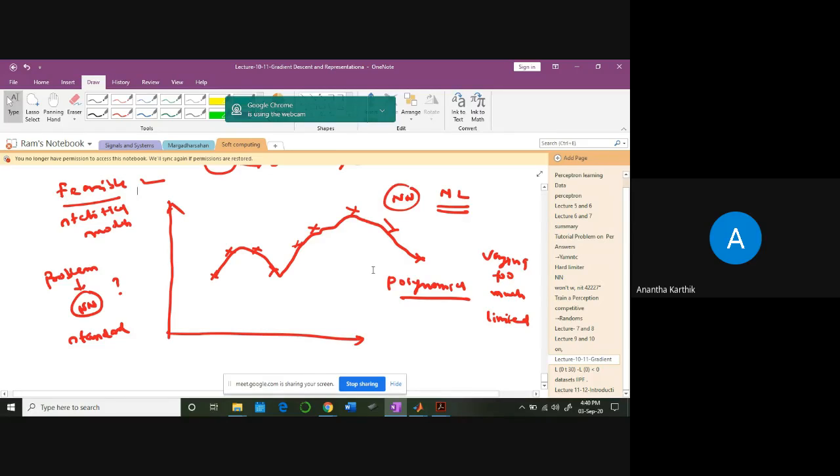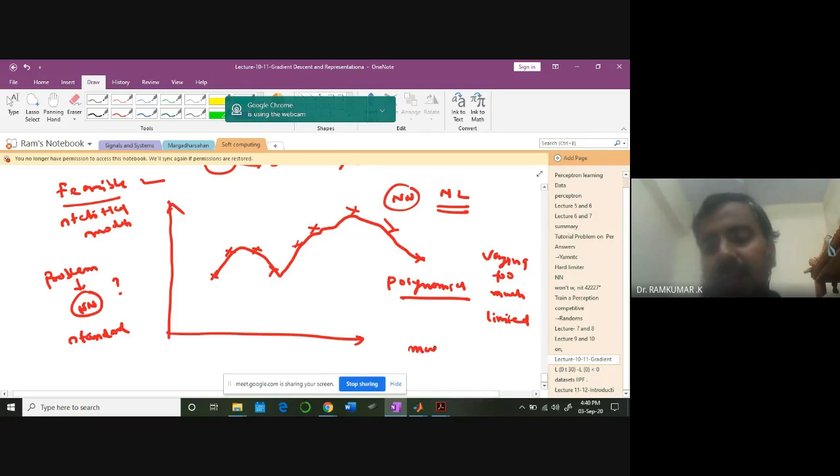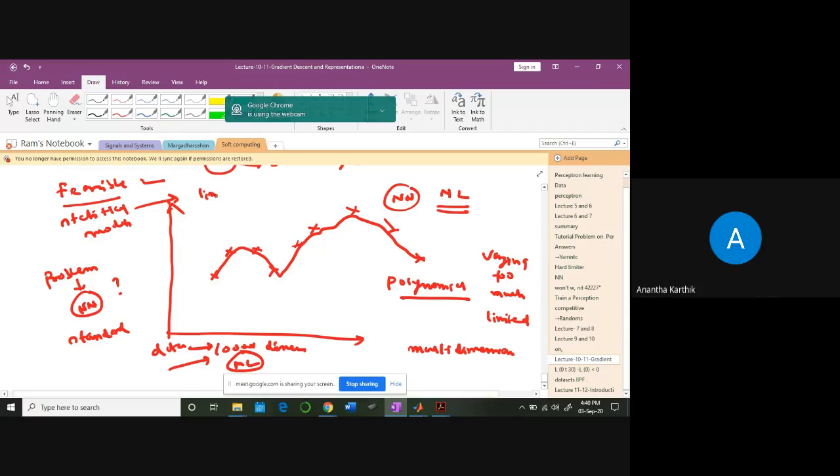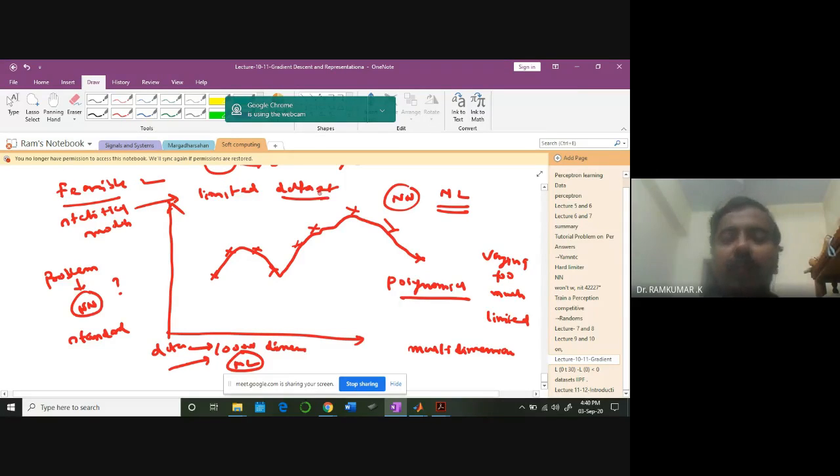For complex functions where the data is multi-dimensional, for example image-based data, we'll be talking about 10,000 dimensions. With the huge amount of data sets you have, it's always preferable to go for ML. Statistical approaches are for limited data sets.